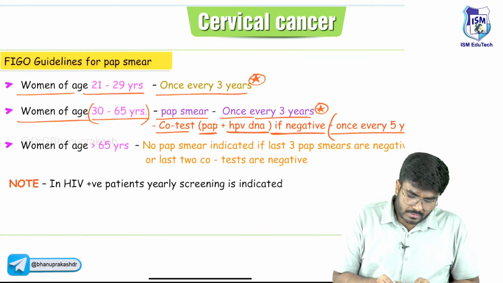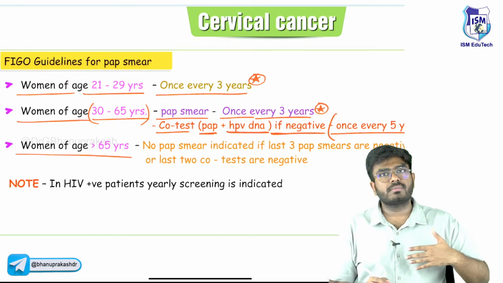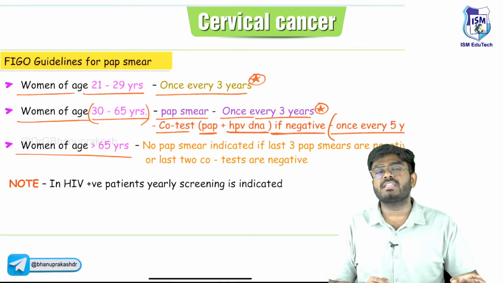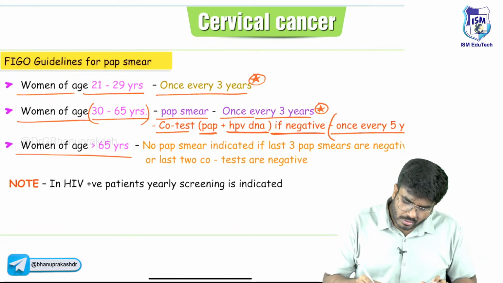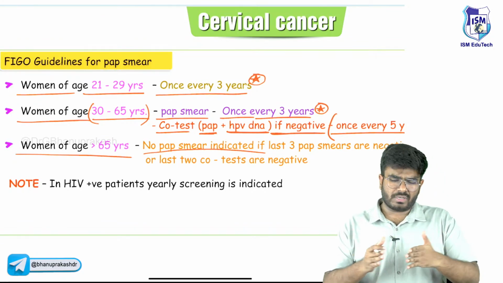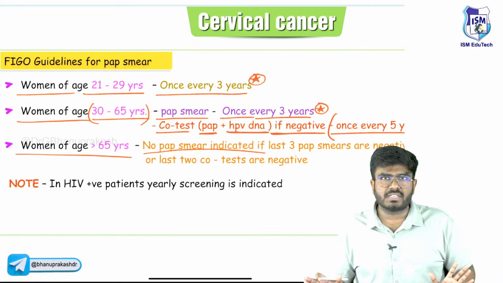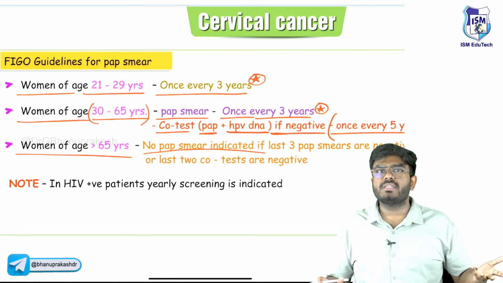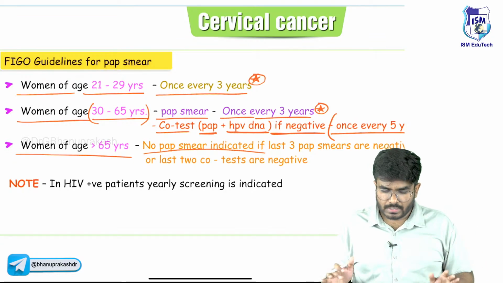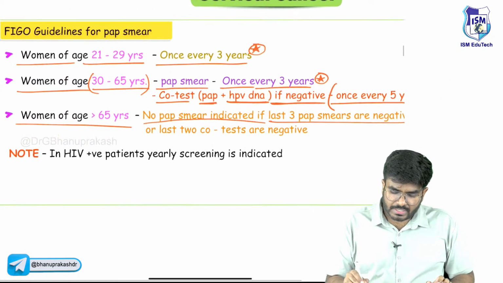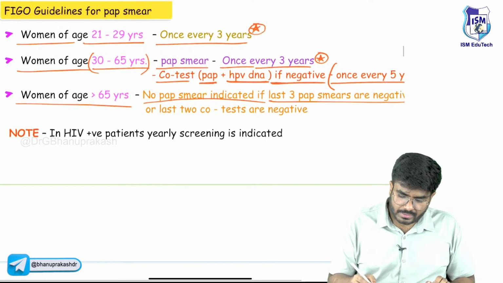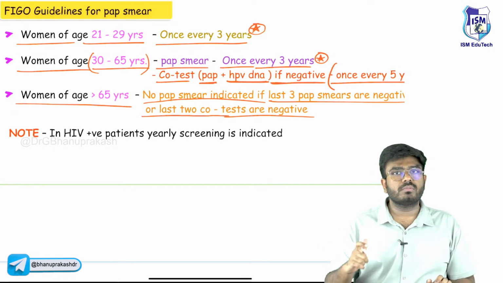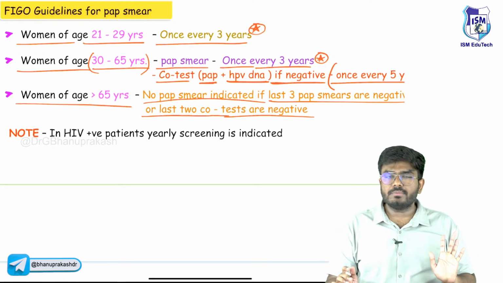So after 65 years, the likelihood of getting cervical cancer in this age group is going to be very less. So no pap smear is indicated. Usually, now she is 65 years, or for example 66 years, does she have to take any further pap? If the last 3 paps are negative, there is no need for her to take pap again. Or if the last 2 co-tests are negative, then no need to take pap again. So I have explained you.